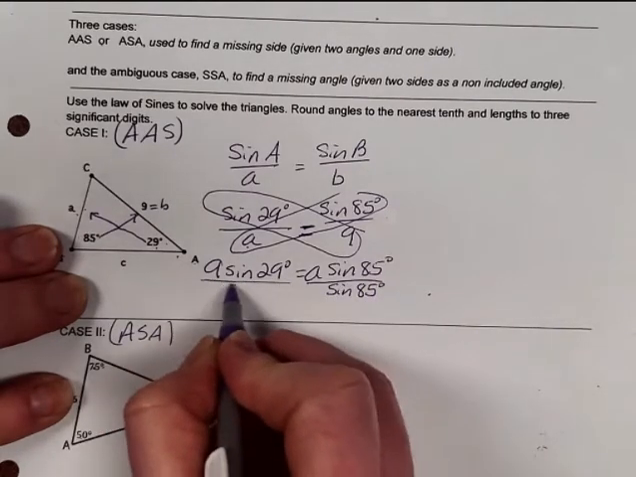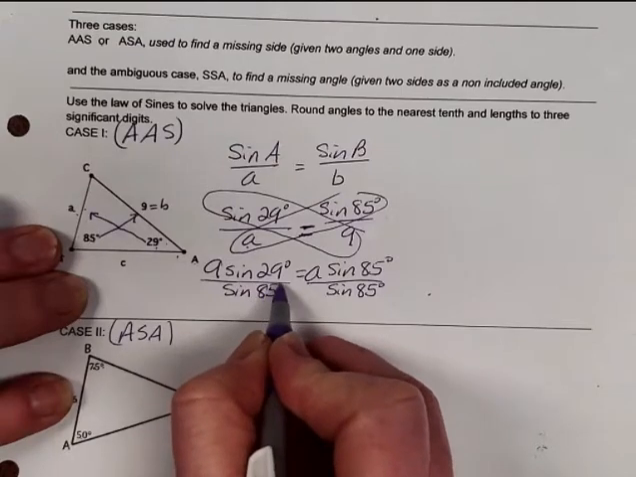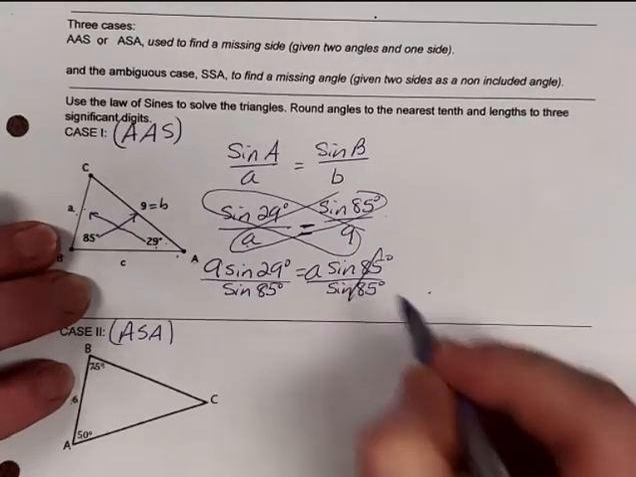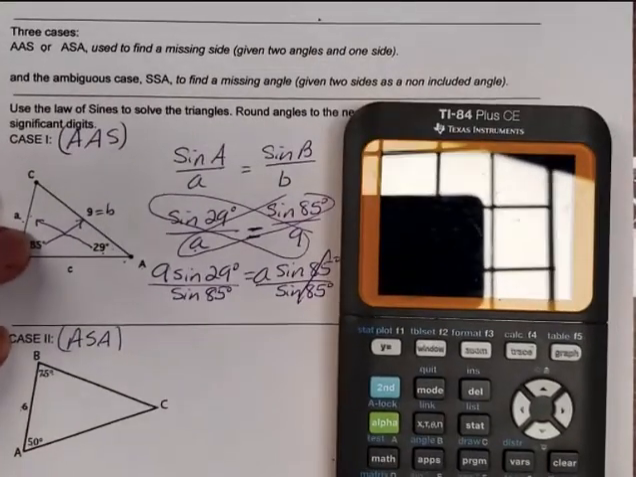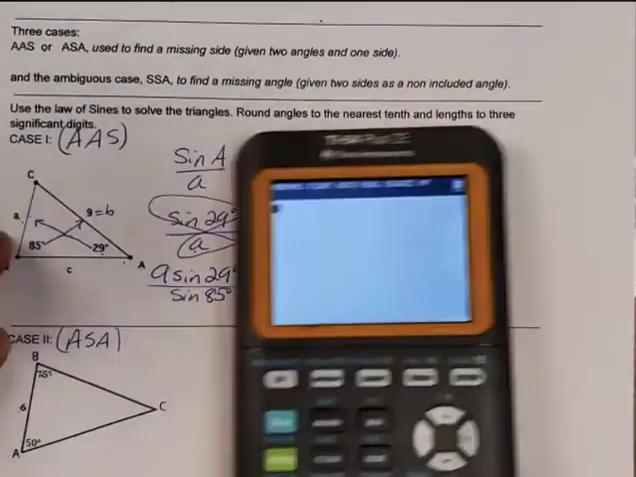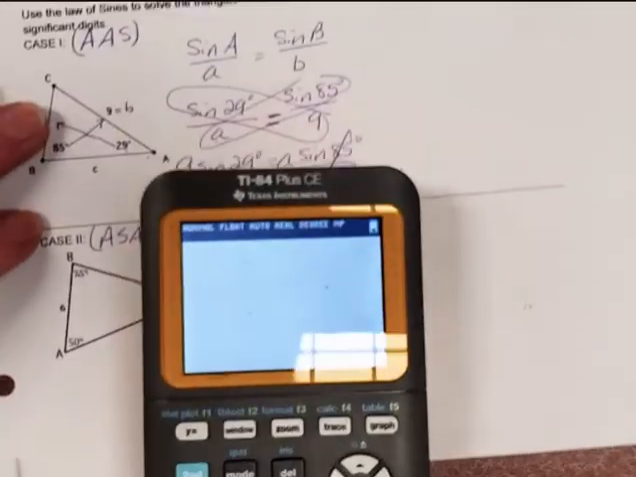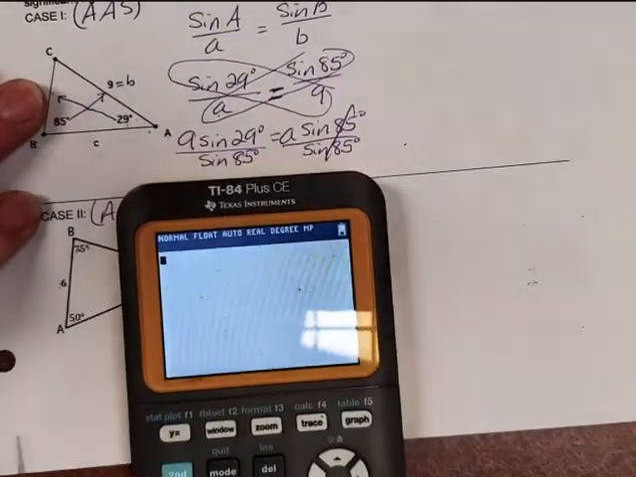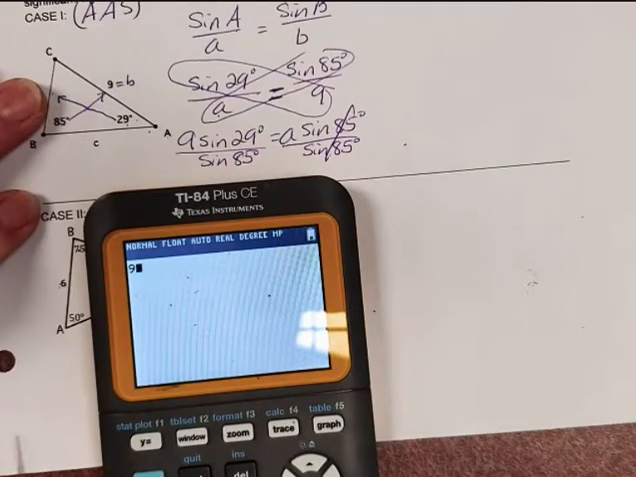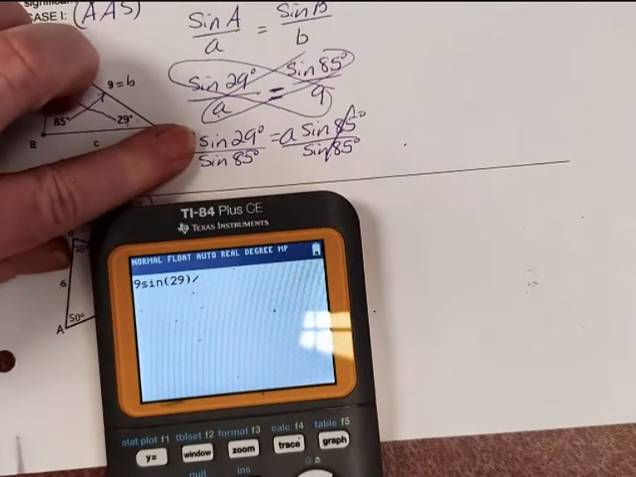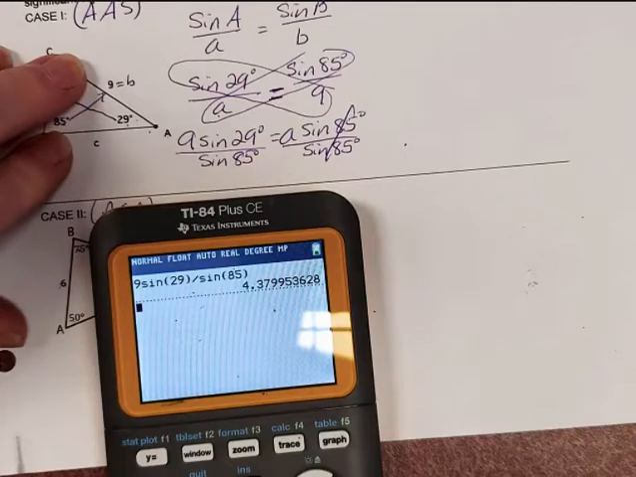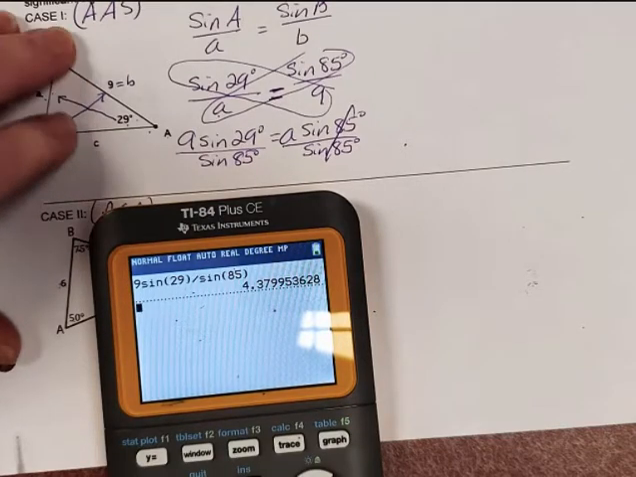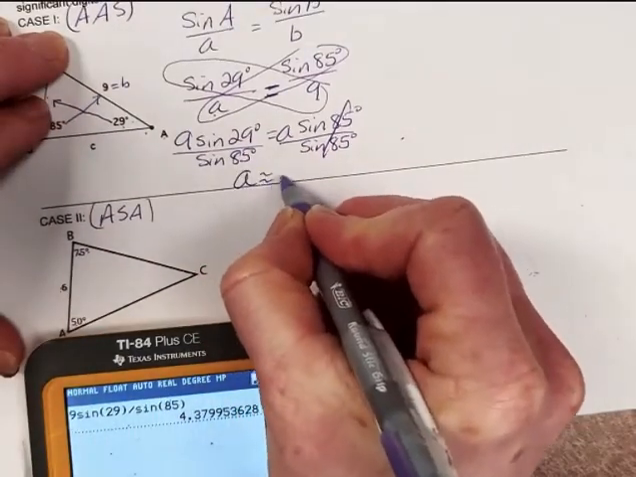Remember, sine of 85 degrees is just a decimal. And I can do this all in one sweep in the calculator. So let's take a look. Oh, there's a lot of glare on that. Sorry, let me put it over here, it's a little better. So we'll have 9 times the sine of 29 degrees divided by the sine of 85 degrees. And that'll give me about 4.38. So A is about 4.38.